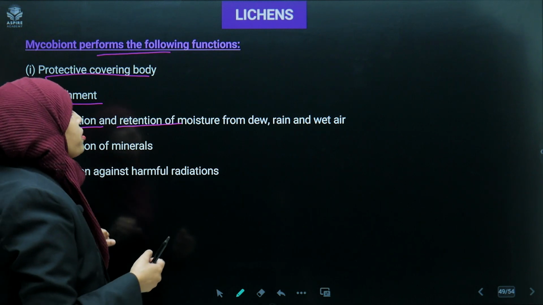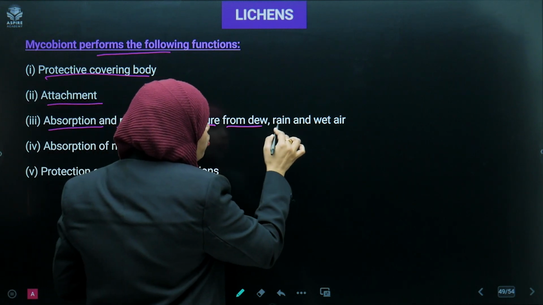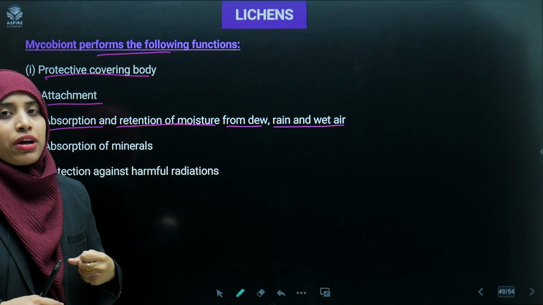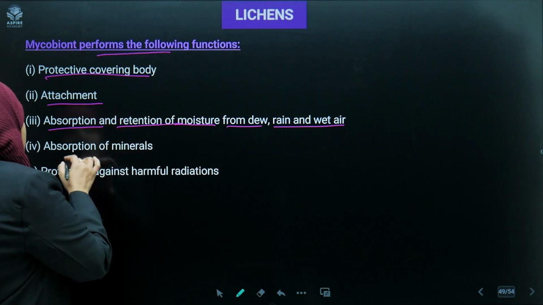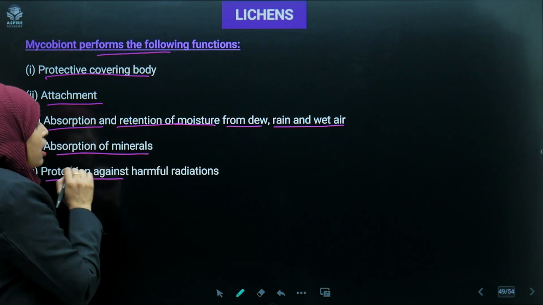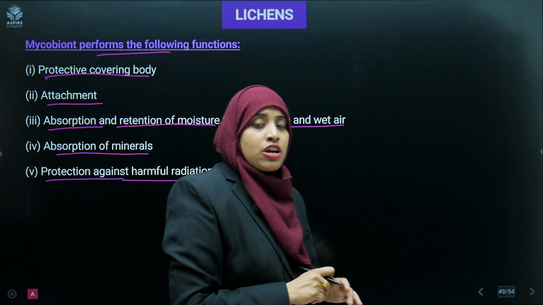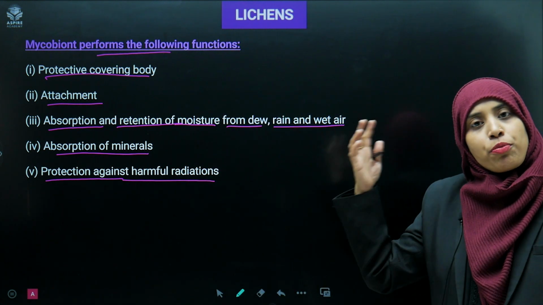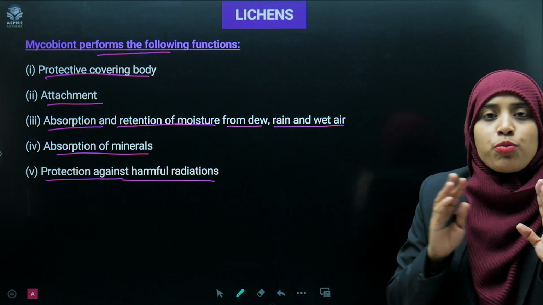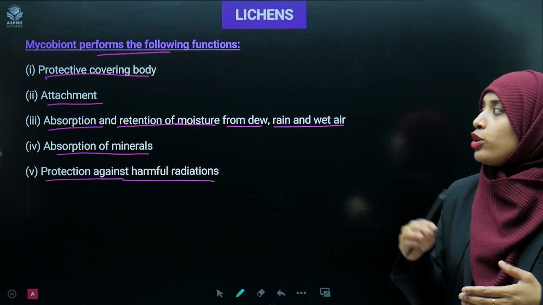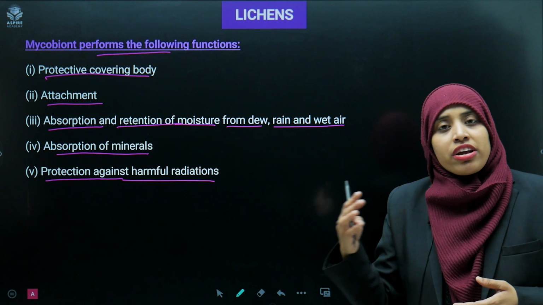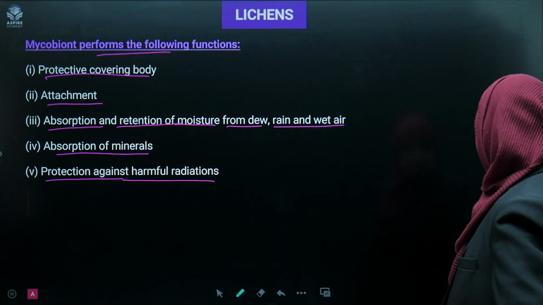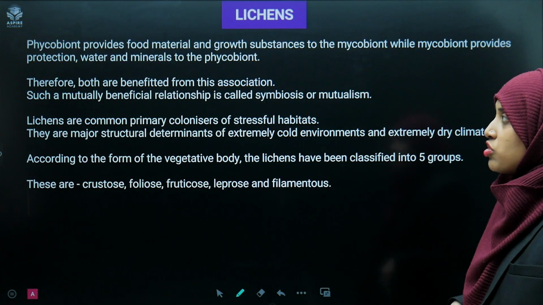So absorption and retention of moisture from the dew, rain and wet air, all this absorbing work is done by the fungus. Absorption of minerals and protection against harmful radiations, all this is the role of the fungus. And algae perform photosynthesis. That means both are benefiting each other, they support each other. A symbiotic relation is going on. So in this way they derive their nutrition and are beneficial to each other.